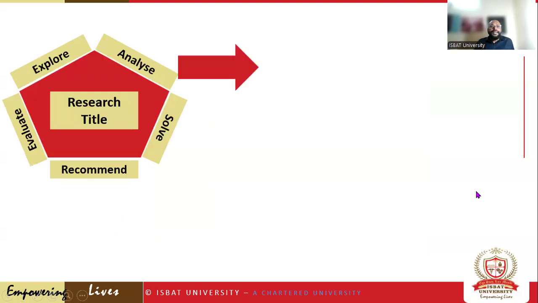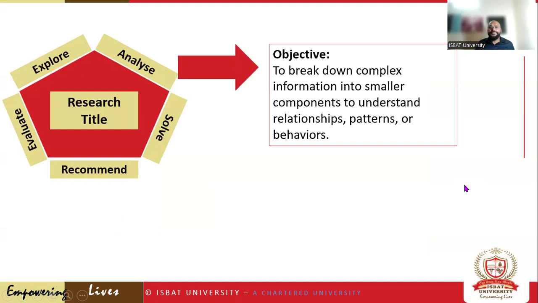Now, let's look at this title from the perspective of analysis. When we look at a research title from the perspective of analysis, we have to break down complex information into smaller components. Why? Because we are analyzing. We want to identify the relationship, the pattern of relationship, and what behavior is expected or what behavior is going to be produced.